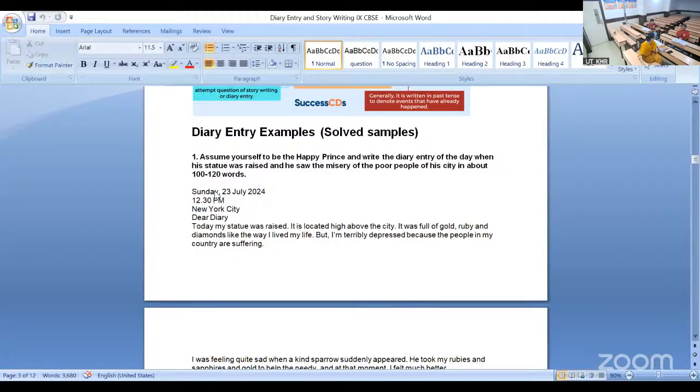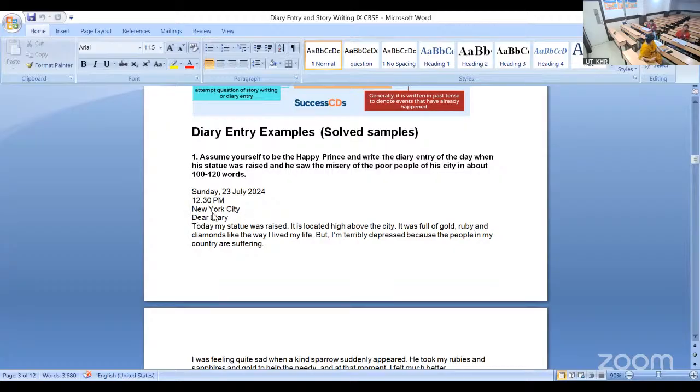The day. Tuesday. Today is Tuesday. So what will be the date if you are giving the exact today? 22. Tuesday, 22 July 2025. Next line: 5:09 p.m., 5:30 p.m. You can write this time; you can write anything. 5:30 p.m. And then the place.